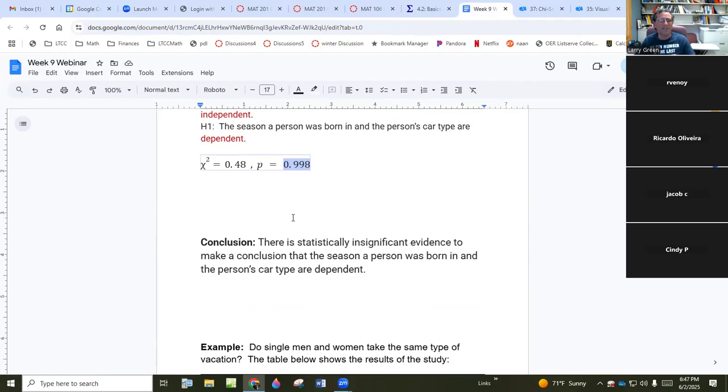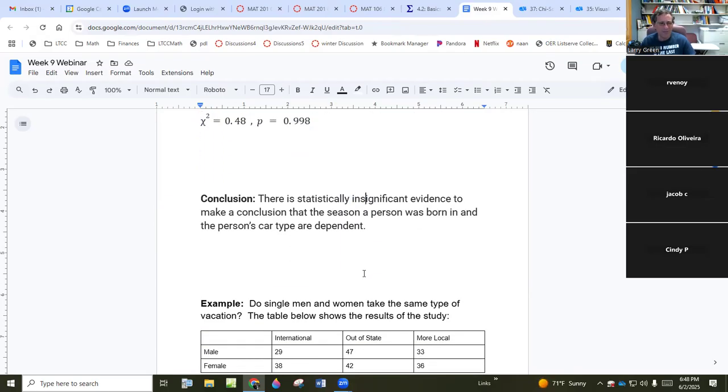Okay, oh, I didn't think I wrote this down. There is statistically insignificant evidence, because our p-value is so big, to make a conclusion that the season a person was born in and the person's car type are dependent. I kind of wrote it, but I didn't yell it out. So that's the conclusion. Notice the word insignificant because our p-value is too big.